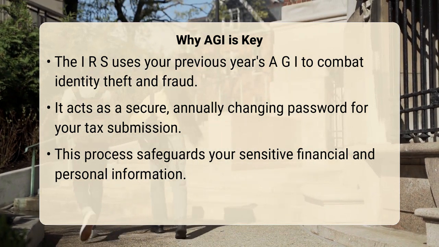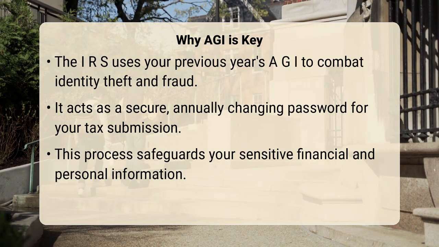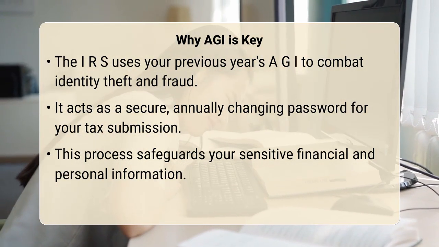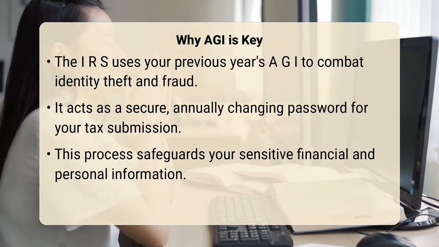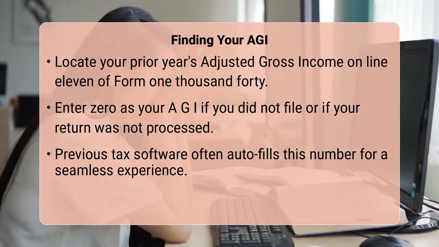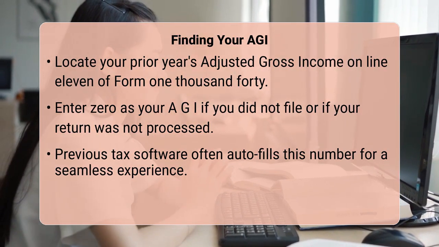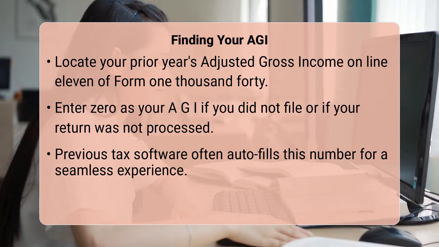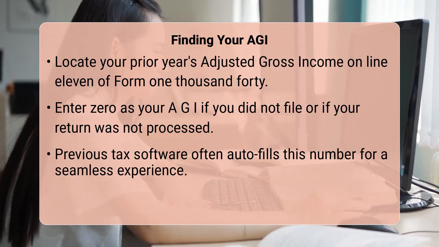If you filed a federal tax return last year, your AGI can be found on line 11 of your Form 1040. If you are using tax software, it will typically ask for this number as part of the e-filing process. If you did not file a tax return last year, or if you filed a $0 return, you should enter 0 as your prior year AGI when e-filing.